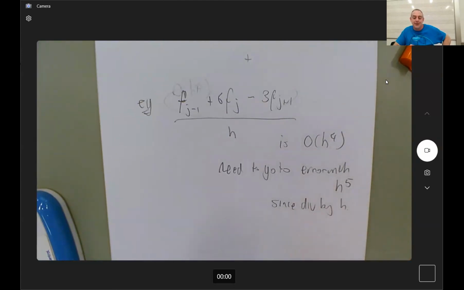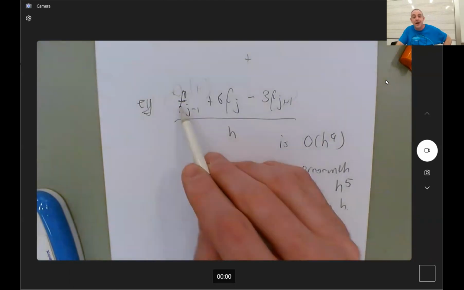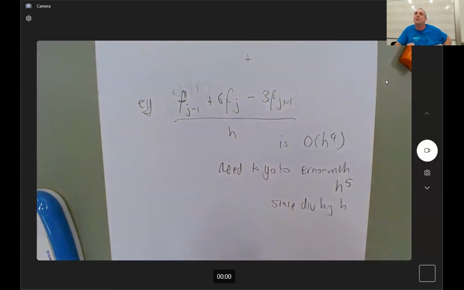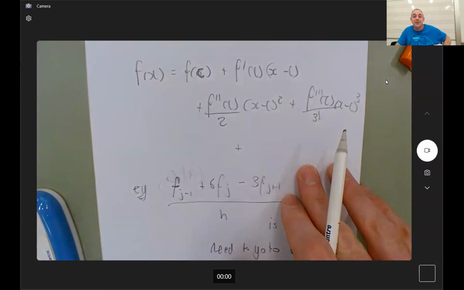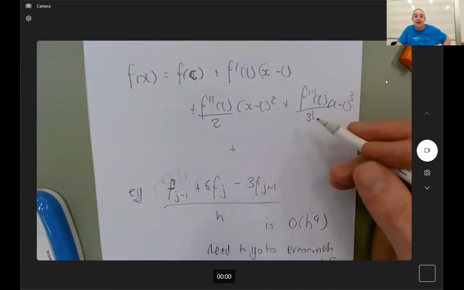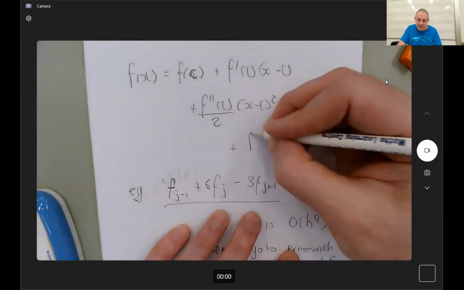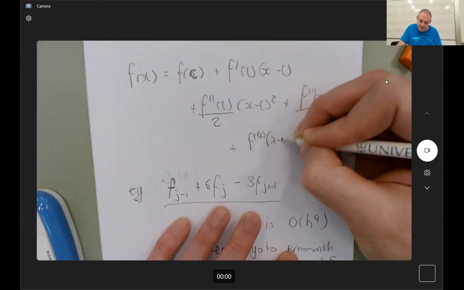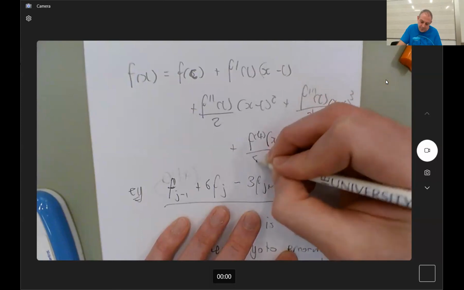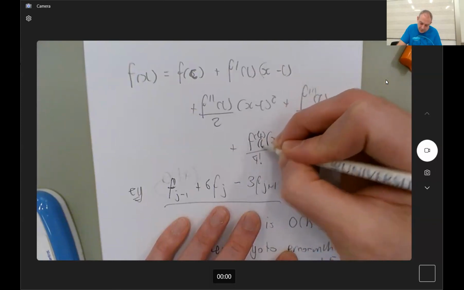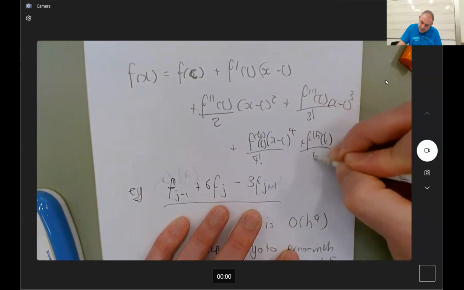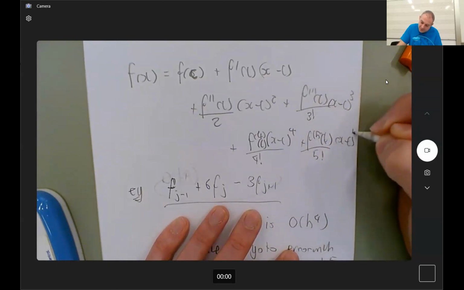And I just want to point out that I have no idea what the big O of this would be. I'm just making it up. But it is all based on the thing. And so if I stopped here, I would have F4. Maybe I'll go to the next one. And then there'll be F5 over 5 factorial times (x minus c) to the 5.